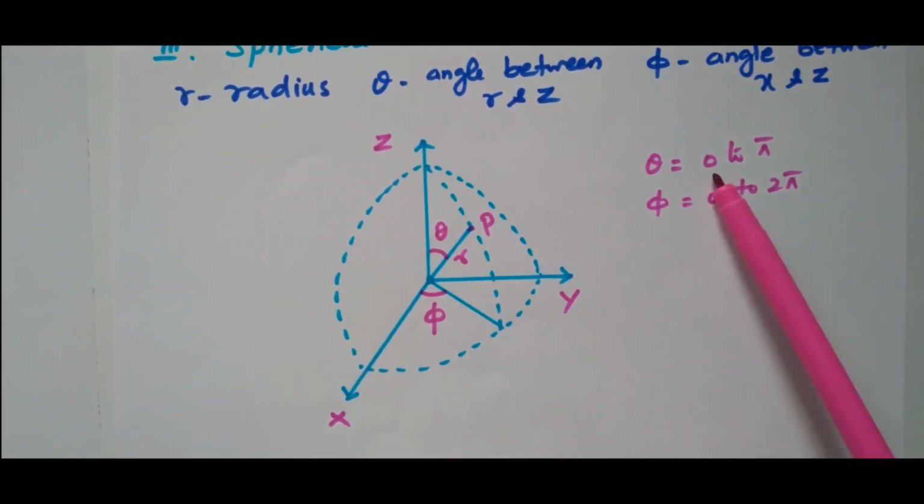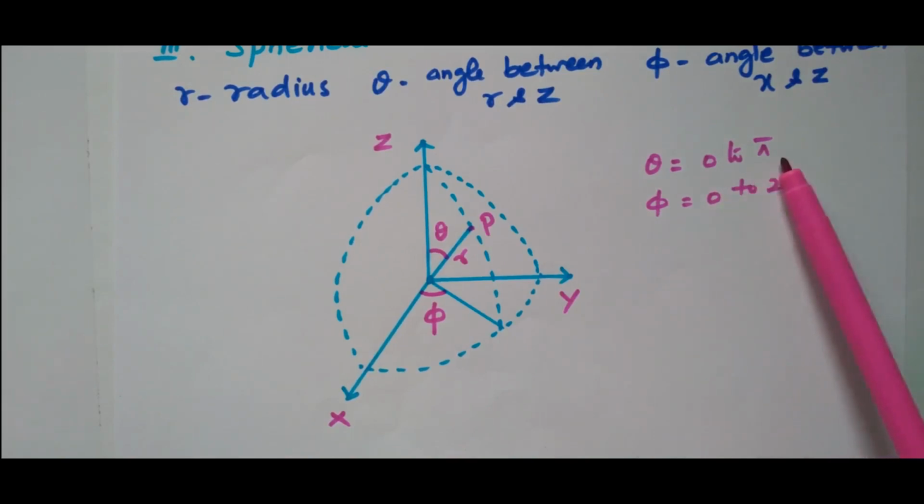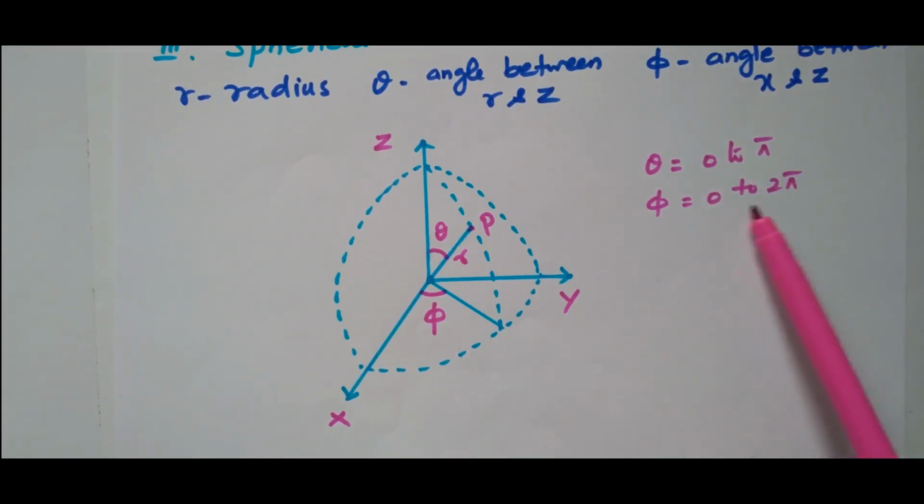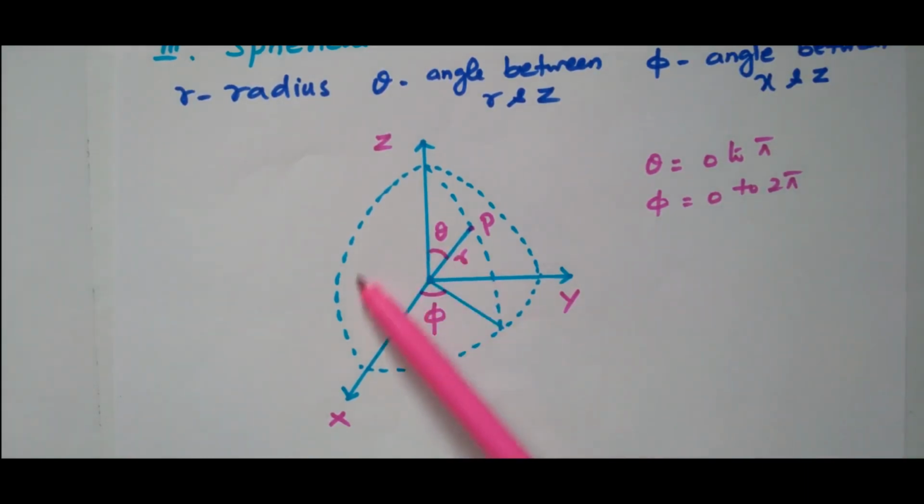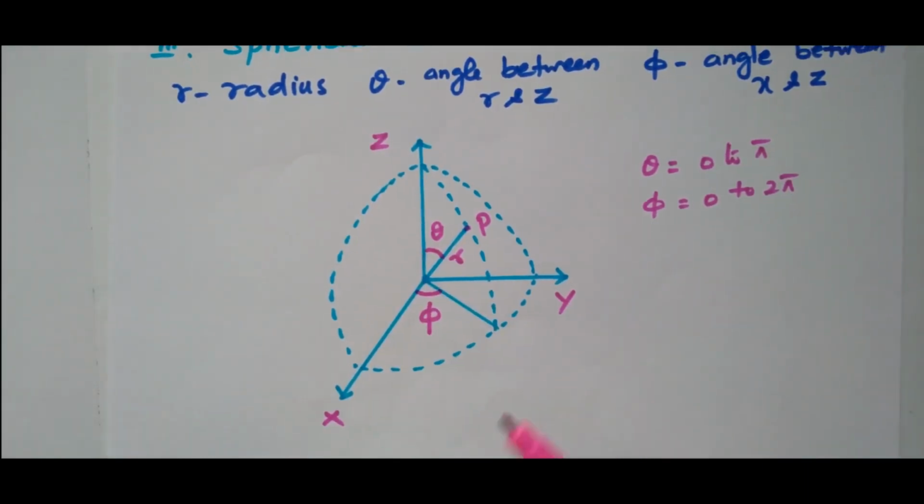So this theta will vary from 0 to pi, 180 degrees. But phi will vary from 0 to 2 pi, 360 degrees, the entire 360 degrees it will vary.